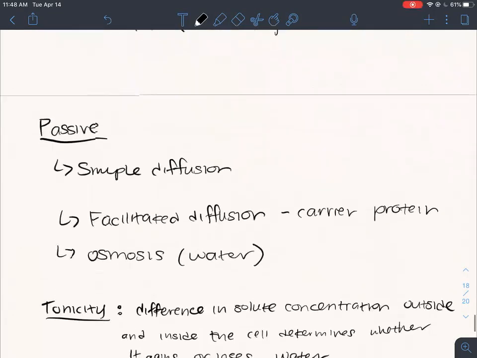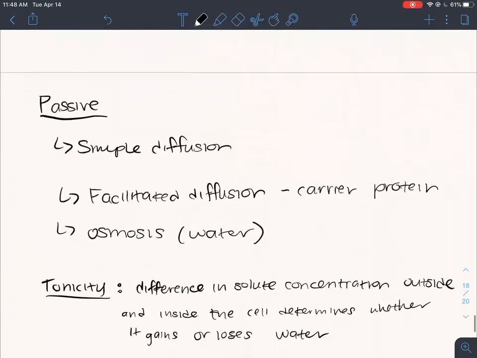So there's three types of passive transport. You have simple diffusion, which just happens on its own, like oxygen just moves through the hydrophobic layer down its concentration gradient. You have facilitated diffusion, which needs a carrier protein, which is for like large charged molecules. And you have osmosis, which is basically the movement of water, which we'll talk about more.